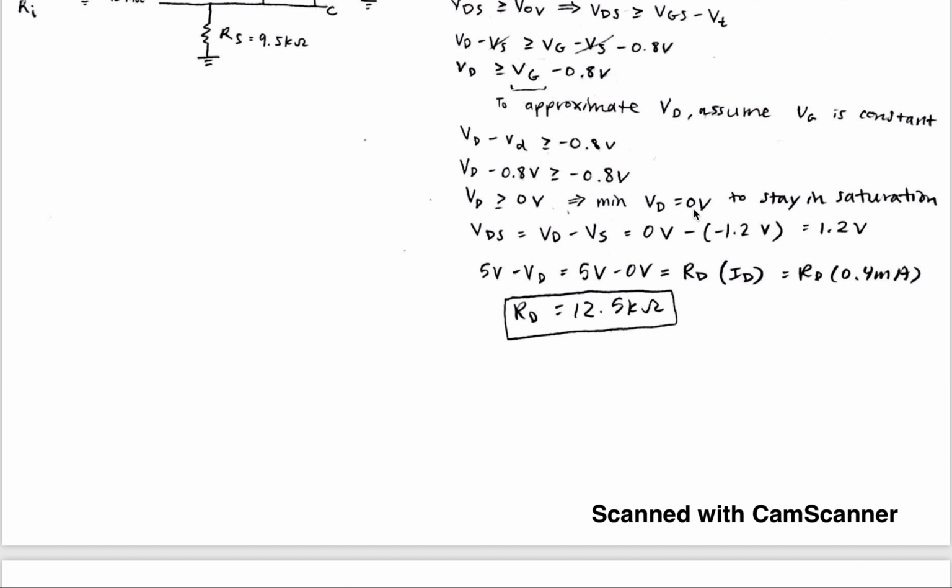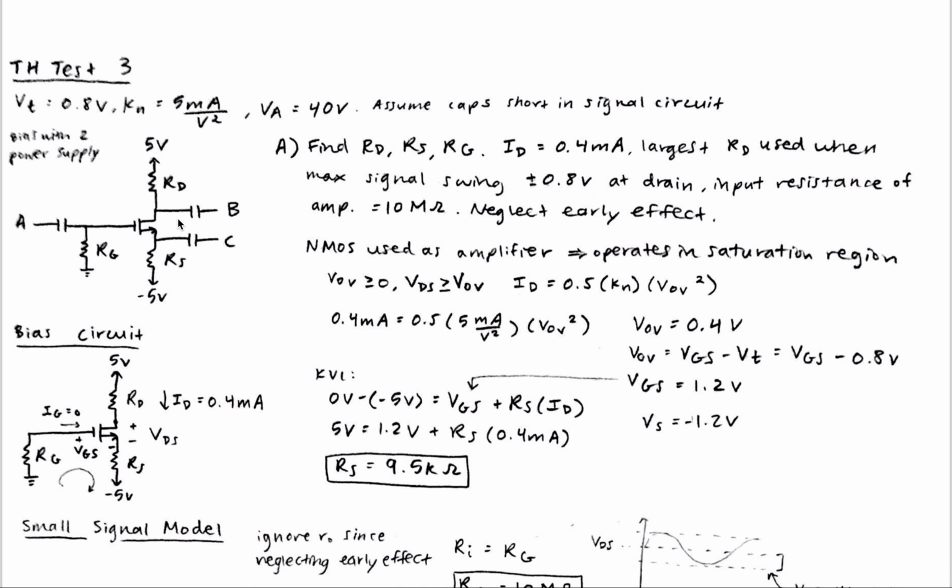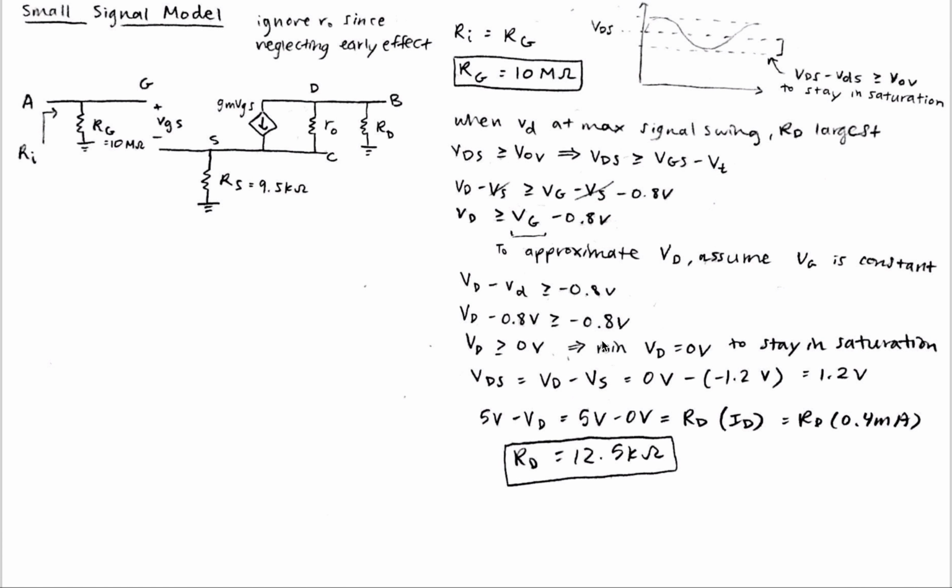And so using this 0 volt value for VD, we can plug it in here and use this KVL: 5 volts minus VD, so 5 volts minus 0 volts. And we already know ID, and then we can use those values to find RD, which equals 12.5 kilo ohms.